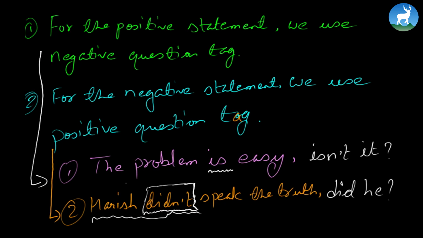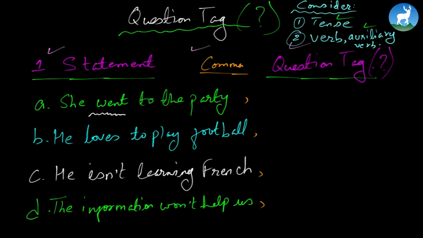For the positive statement, we use a negative question tag. For example, the problem is easy, which is a positive statement. We've used a negative question tag. Look at that: isn't it? Similarly, for Haris did not speak the truth, this is a negative statement. We use a positive question tag. Did he is a positive question tag. So this is the first rule that we have to consider in question tag.